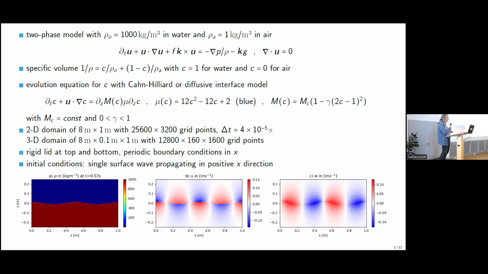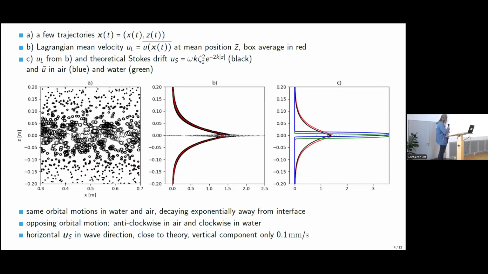We only focus here on the S interface because that's where it happens. Then we also have trajectories in the model, and you can calculate the Stokes drift from these trajectories. There are some examples, right? You will get the surface at some point, and then you have these orbital motions which decay away from the interface with their amplitude. They are opposing, anti-clockwise in air and clockwise in water, due to the phase shifting.